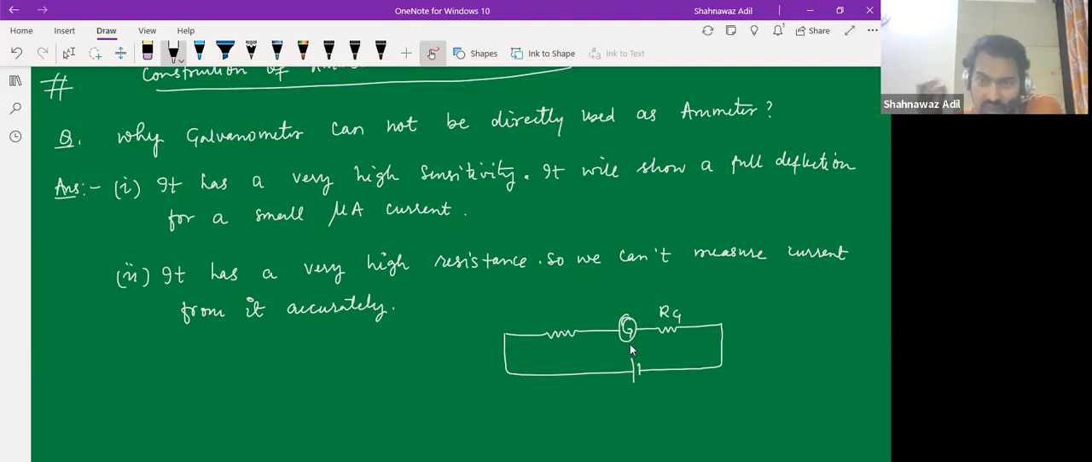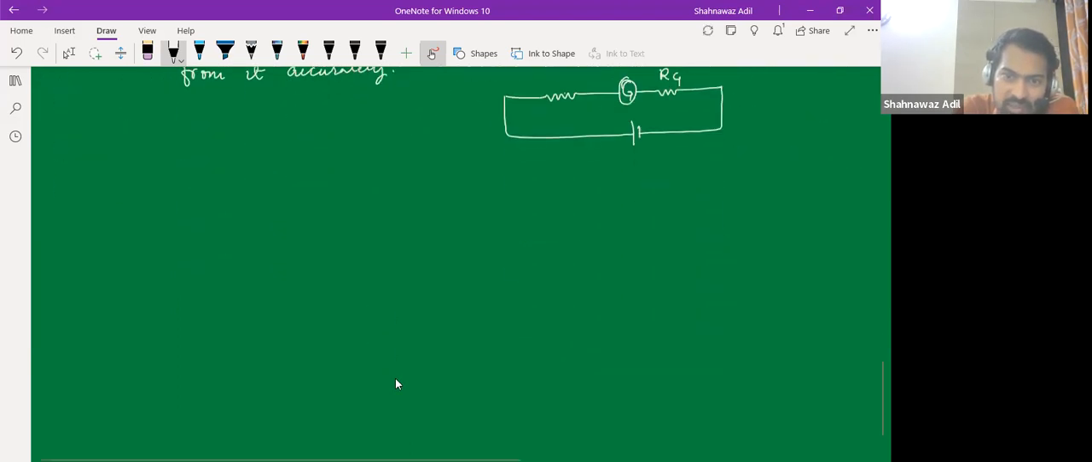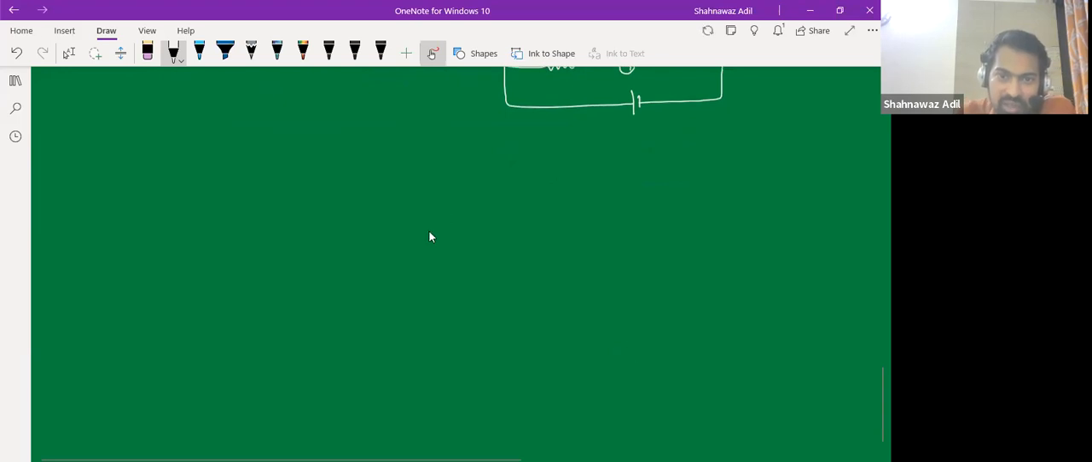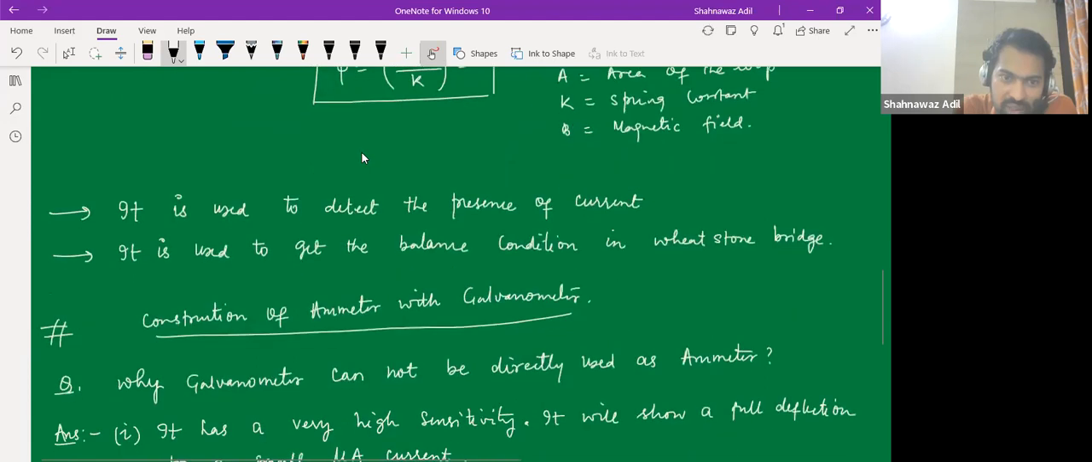So then what do we do? What is the resolution, guys? To make it an ammeter, the actual word is conversion. So, conversion of a galvanometer into an ammeter.